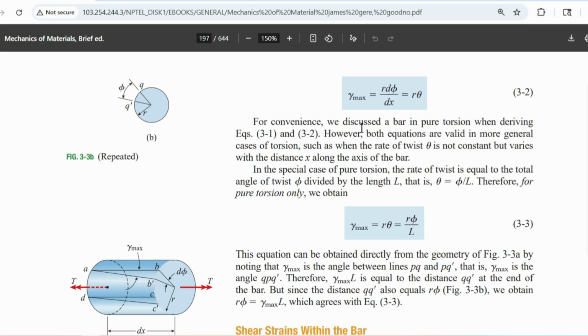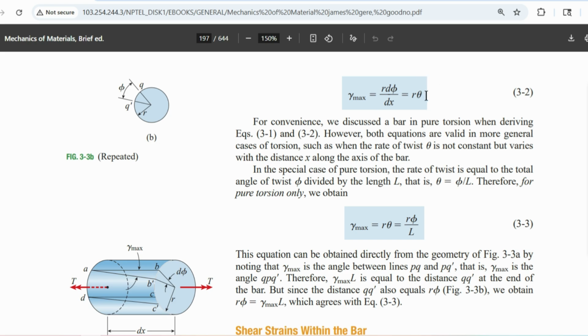For convenience, we discussed a bar in pure torsion when deriving these. However, both equations are valid in more general cases of torsion, such as when the rate of twist is not constant, but varies with the distance x. Okay, cool. Because now we can just use our calculus.